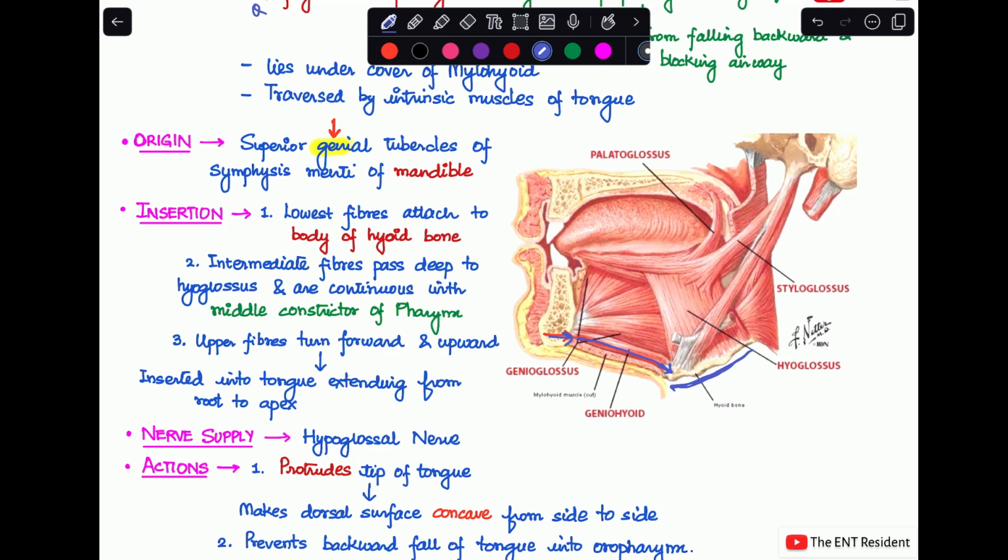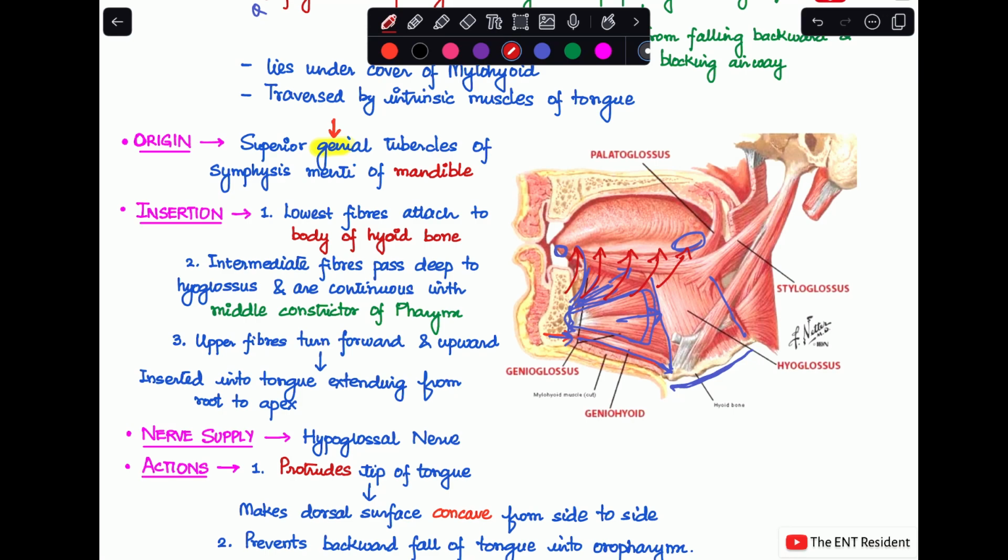The intermediate or middle fibers, these are the middle fibers, as you can see, pass deep to the hyoglossus. You can see over here, this is the hyoglossus. So they pass deep to the hyoglossus, and they continue with the middle constrictor of the pharynx. And last of all, the uppermost fibers turn forward and upward, as you can see in the direction, and get inserted into the tongue, extending from the root to the apex. This is the root of the tongue, this is the apex of the tongue. So all these muscle fibers go right here, and they get attached into the tongue.